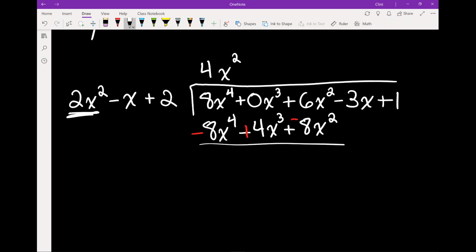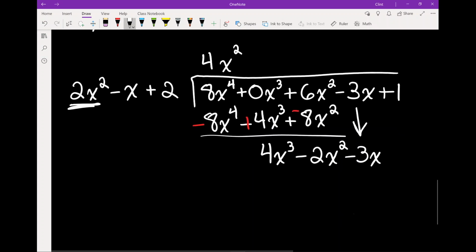and then we combine like terms. So 8x to the 4th minus 8x to the 4th, that's 0. 0x to the 3rd plus 4x to the 3rd, that's 4x to the 3rd. 6x squared minus 8x squared is minus 2x squared. Then we bring down our next term, so minus 3x. And then we start over.